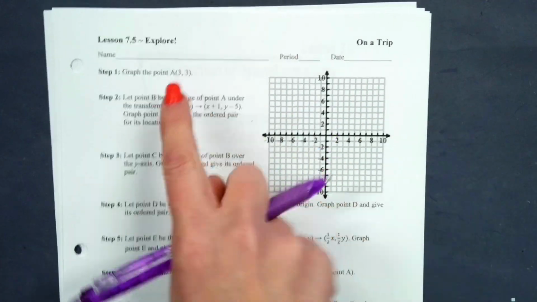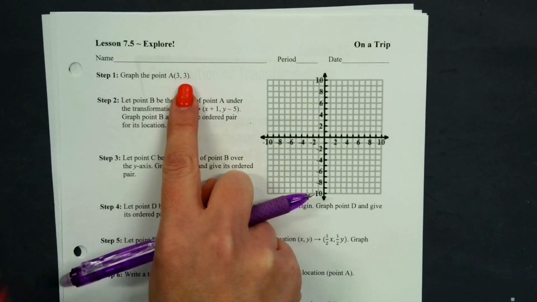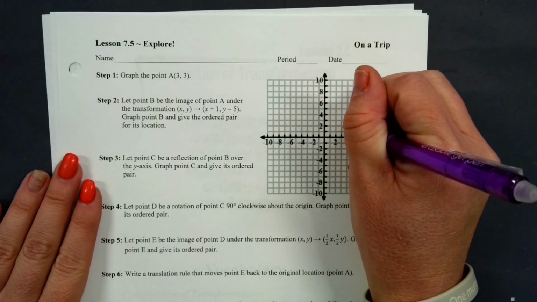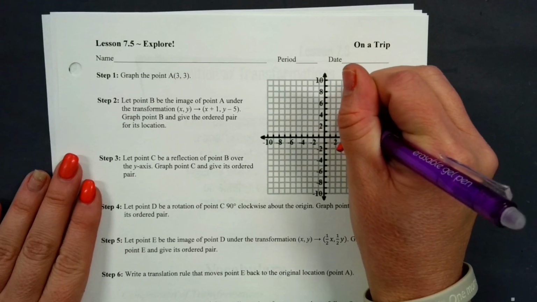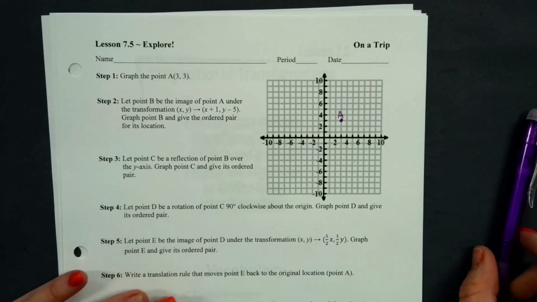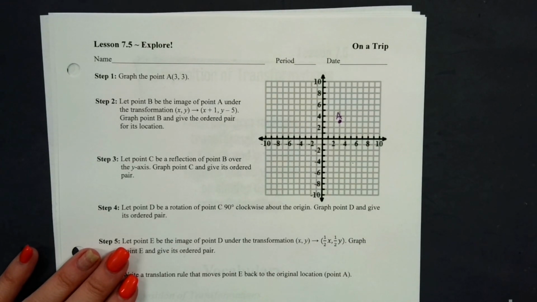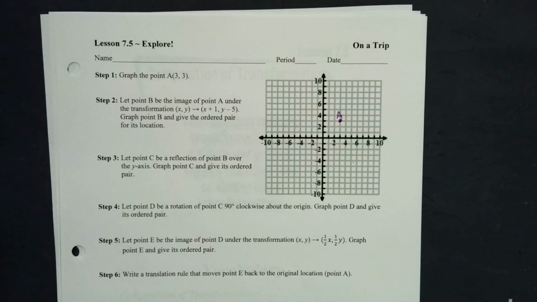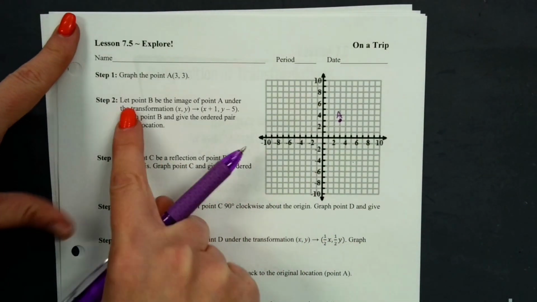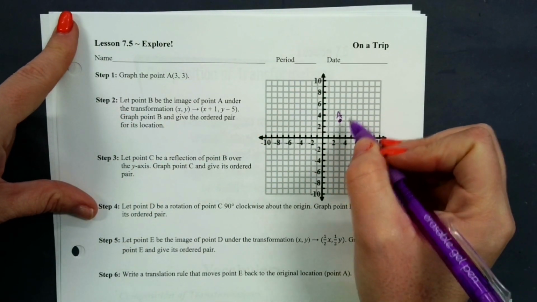All right, we're going to graph this point 3, 3. So we're going to go over 3, up 3, and put a point. Okay? 3, 3. Go ahead and plot that point, please. Okay. Now, label it A. Don't forget to label it A.